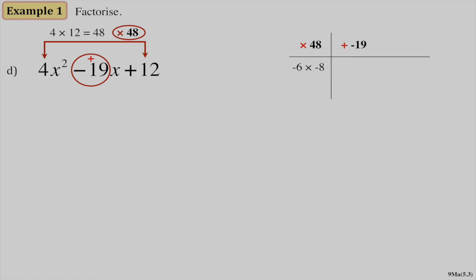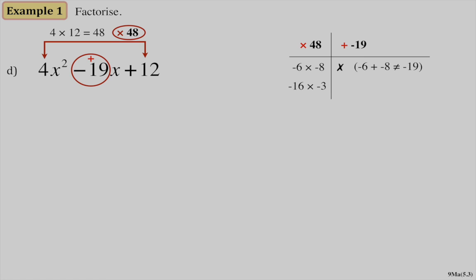Now, I know I've got to get minus 19, and I know they've got to times to give plus 48, so I'm going to make them both minus. Negative 6 times negative 8, 6 eights are 48. Negative times a negative gives a positive. That's good. Minus 6 minus 8 gives minus 14. Well, that's no good to me. So that's not what I want. Let's try a different pair of numbers.